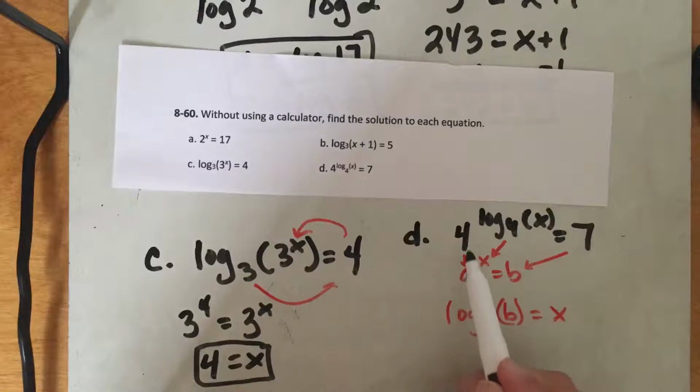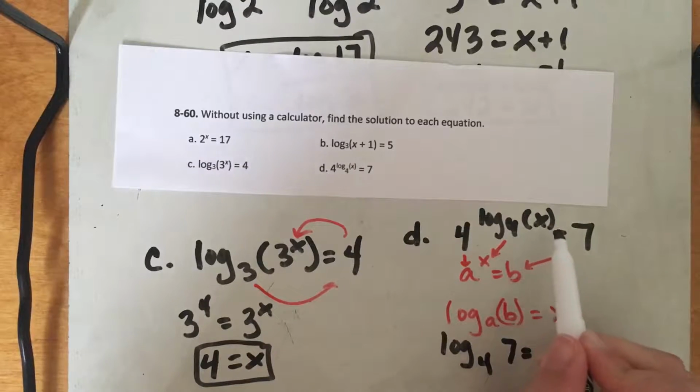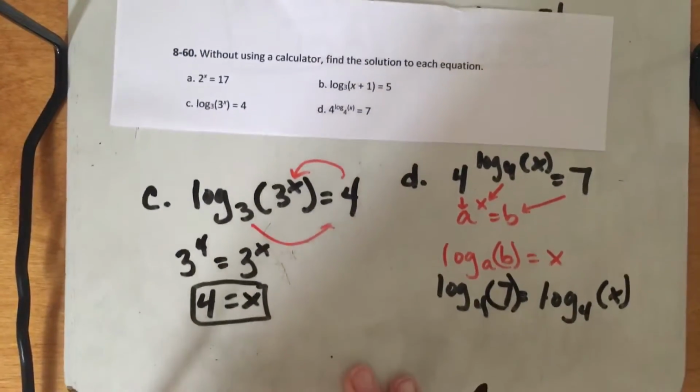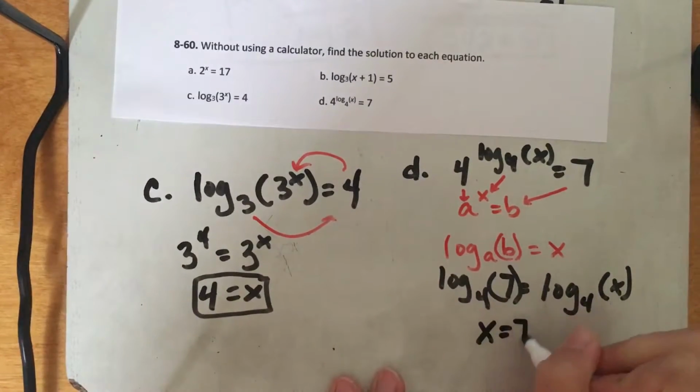So a was worth 4, so in this problem this should be a 4, so it's log 4. Our b was worth 7, so I'm going to put this here, and x was this whole big thing, so that's going to go over here. I'll put these in parentheses so you know which one's the base and which one is the number. So now, again, like C, it's kind of obvious. This is log base 4, log base 4. This 7, this must be a 7 also. So that's why we know x is 7.